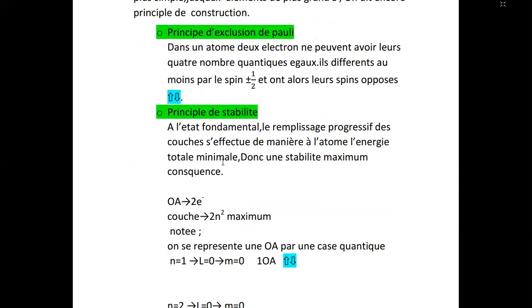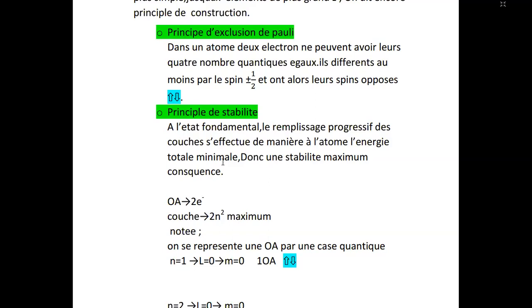So under principle of stability, à l'état fondamental, le remplissage progressif des couches s'effectue de manière à donner à l'atome l'énergie totale minimale, donc une stabilité maximum. So this is the theme which I explained already when we were looking at Slater, when we are looking at the polyelectronics in general.